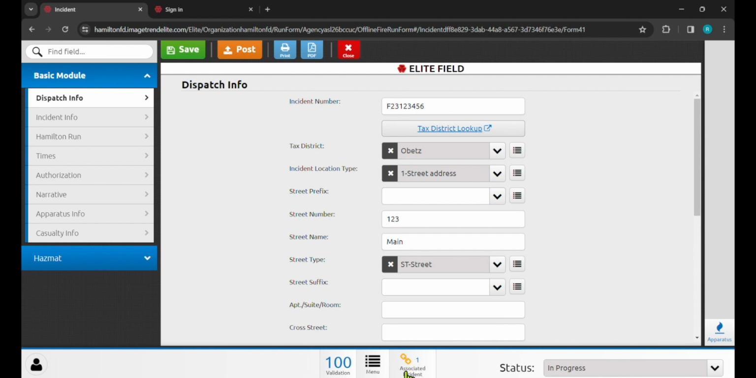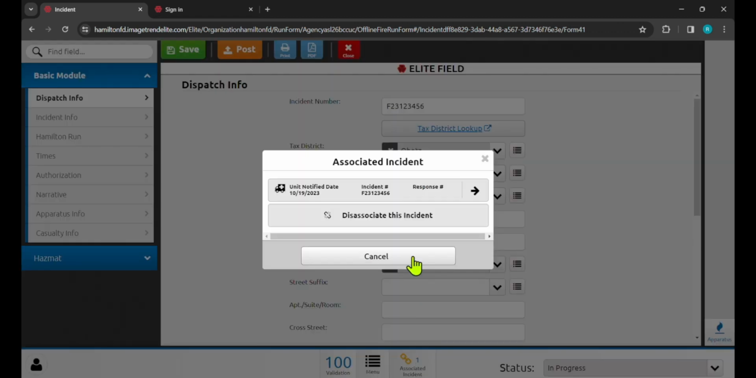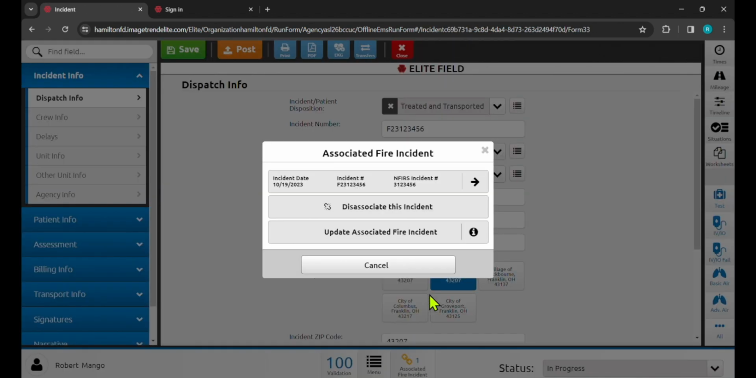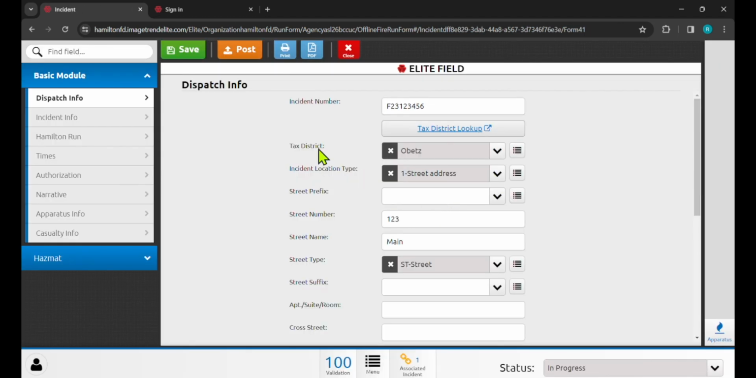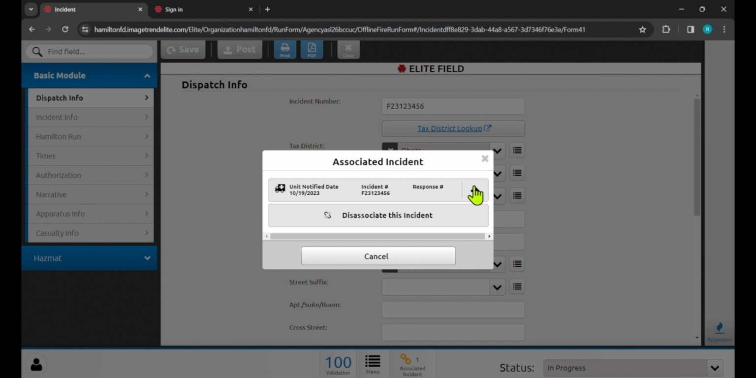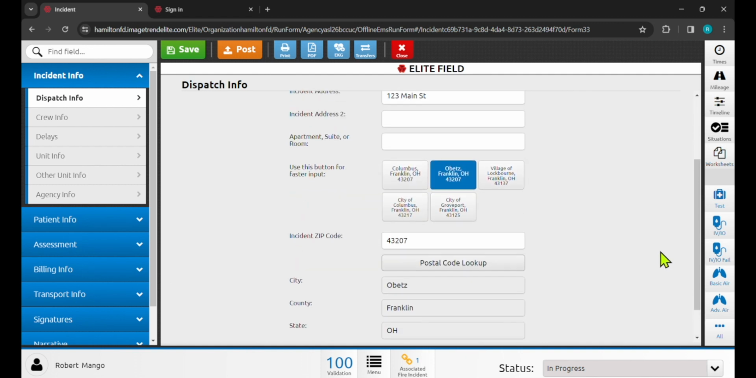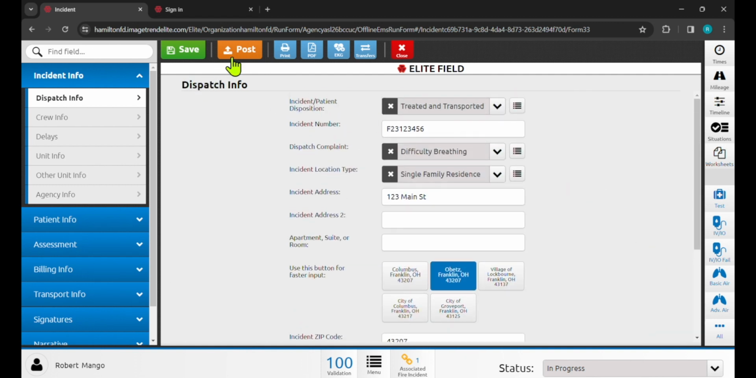This little chain link right here, associated incident. So now we have married our EMS report with this NIFRS report. So we can toggle back and forth between our EMS and NIFRS. Now on your everyday run, the last thing you do is over here in your NIFRS. Okay, that's good. Let's go back to the EMS report. This is all good, 100%. Let me double check my work. All is good, and we are done. At this point, we are going to hit post.